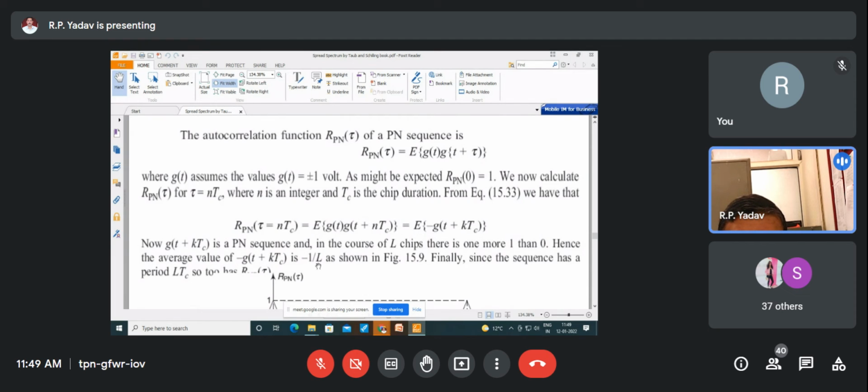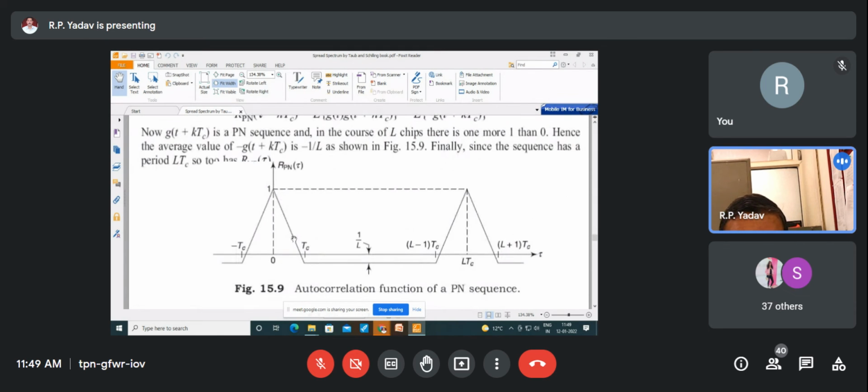Since the sequence has a period L Tc, I can plot this R_PN. Look here, at 0 it will have a maximum, and another maximum at L Tc, where L Tc is the length I am defining in terms of the chip duration. This will again have a maximum here. So that's what this PN sequence is. The PN sequence autocorrelation function is as good as the autocorrelation function of white noise, additive white Gaussian noise, and that is why this is called a pseudo noise sequence. I hope you get it.